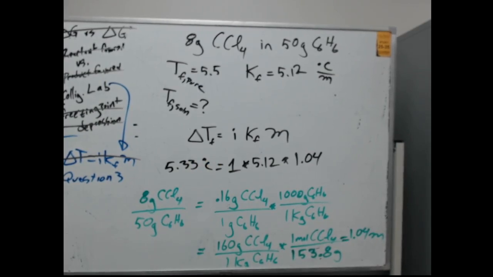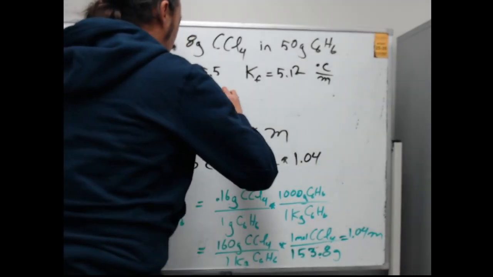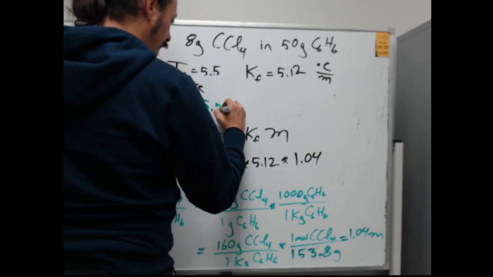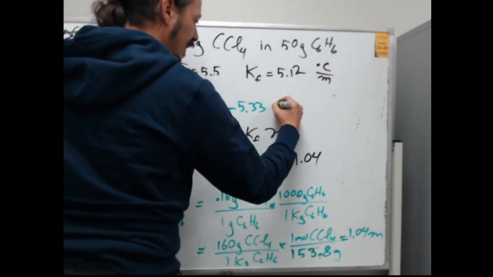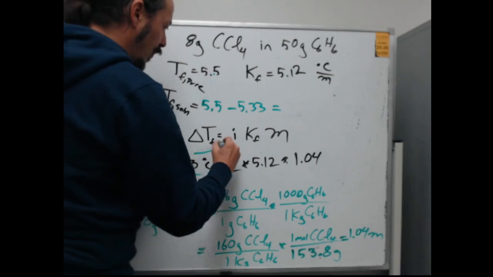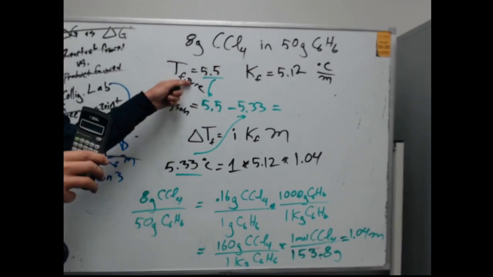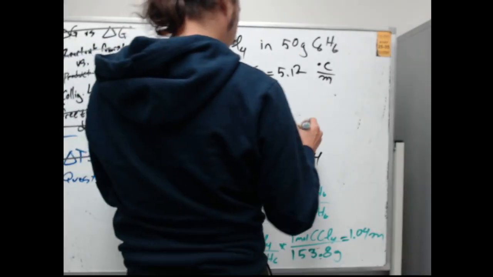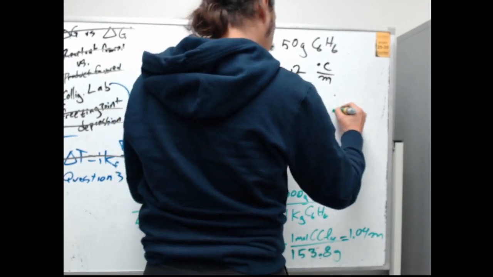Now, for my TF solution, I'm going to switch colors again for this part of the calculation. My TF solution is going to be the 5.5 pure minus the 5.33. This 5.33 goes there, this 5.5 goes there. Right? I want to do my pure minus my delta T. I'm going to get 0.174 Celsius.